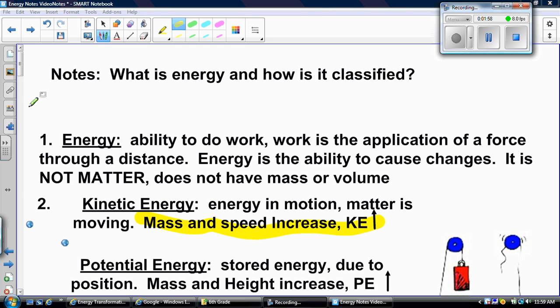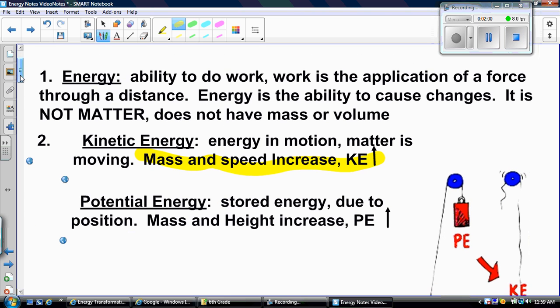Before we get to the examples, I'm going to go over potential energy. Potential energy is energy that is stored, and it's usually due to position. So potential energy is any type of energy that is not in motion. It's the opposite of kinetic energy. You can have more potential energy by increasing the mass of matter, or by increasing the height.